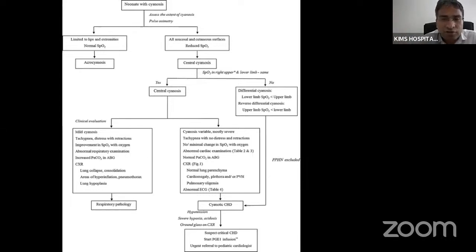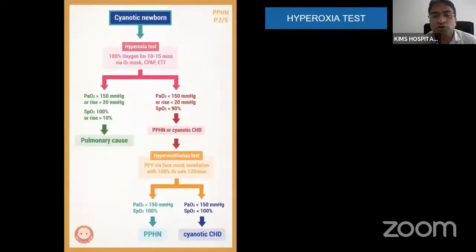is a respiratory physiology. When there's a differential cyanosis, it may be cardiac or it may not be cardiac, just like a PPHN. But in cardiac cyanosis, it will be more severe, with no change with oxygen or minimal change, abnormal cardiac examination, normal PCO2, but excess or clear lung parenchyma, or cardiomegaly, plethora, or oligemia, or reticular pattern with abnormal ECG. So when this is there, it is more suggestive of cardiac cyanosis.